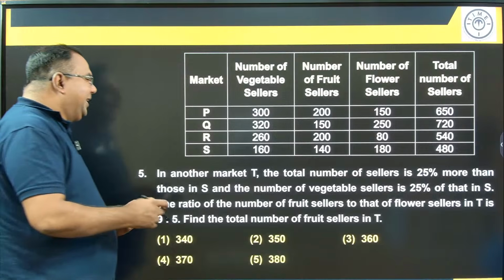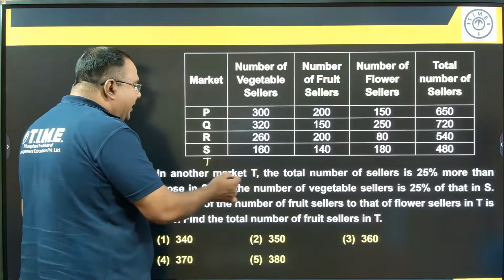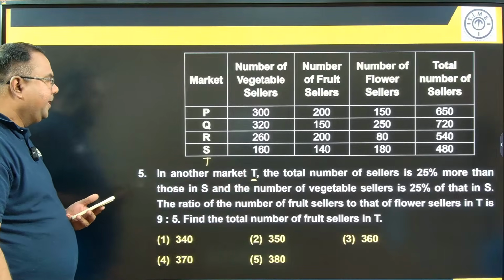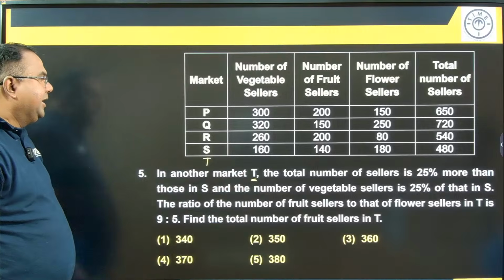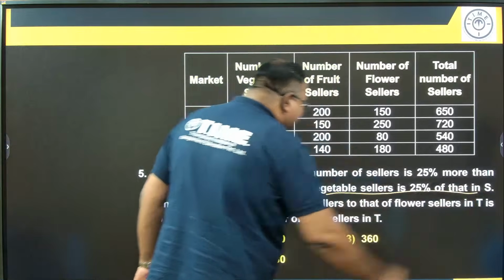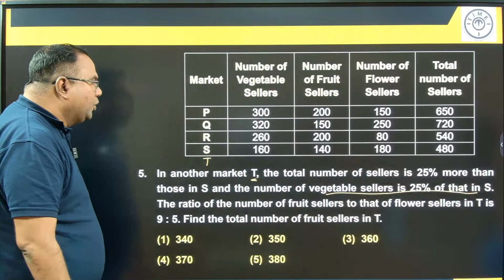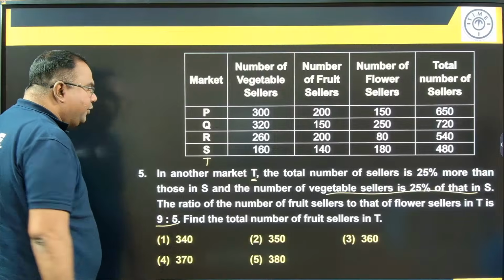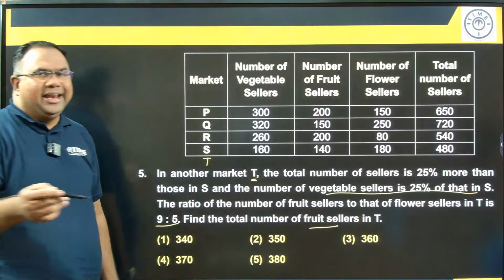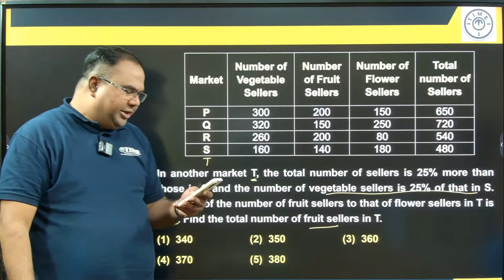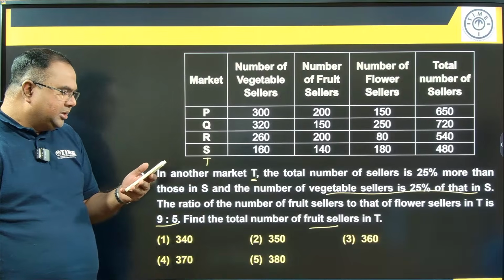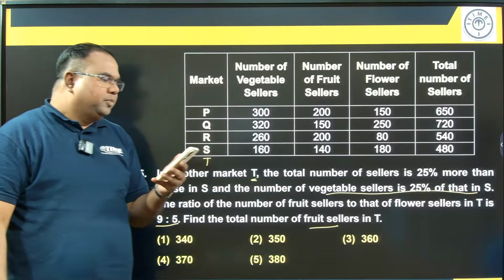In another market T, so he's talking about a T, he's adding one more market T here. Total number of sellers is 25% more than those in S. And the number of vegetable sellers is 25% of that in S. The ratio of number of fruit sellers to flower sellers in T is 9:5. Fruit is to flower. Find the total number of fruit sellers. A little calculation based, but should not be a problem. It should be an easy question. Gayatri, Rajesh, I think it's not 2, just check.